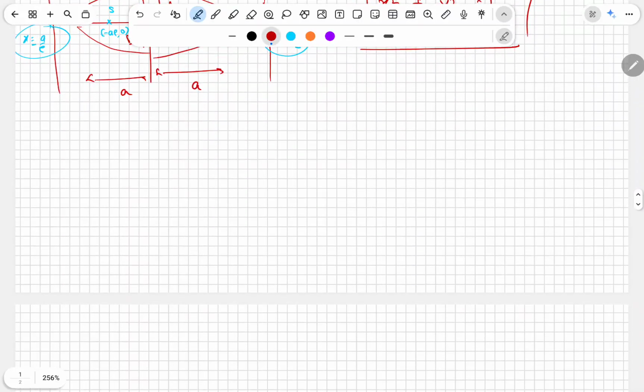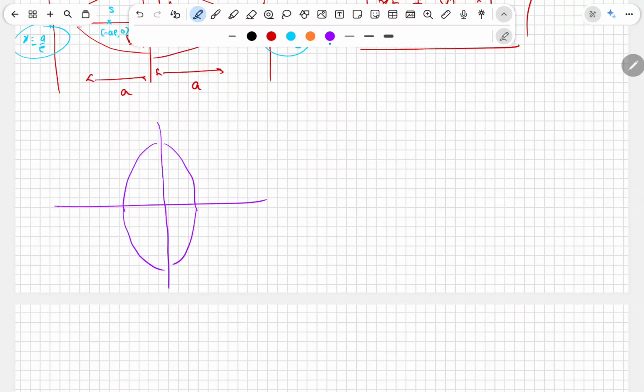Now let's move forward to a different kind of ellipse. A vertical kind of ellipse. Let's say the center is at 0, 0. Then we have to write this is the major axis B. This is the minor axis A. Then the equation will be x square by a square plus y square by b square equals to 1.